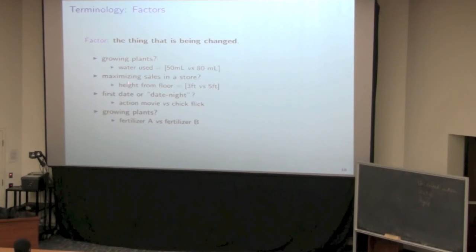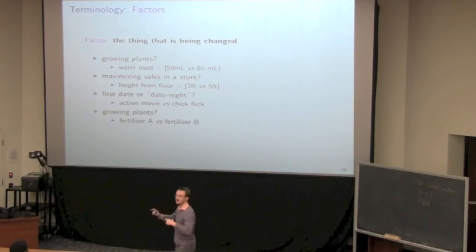So these first two factors are continuous. Notice that there's a continuity between 50, 60, 70, 80 millimeters. You've just chosen 50 and 80. Those two values are the levels. So there's a new word, level, and factor. Factor is the thing you're changing. Level is where that thing is. So it's either at 50 or 80. Height from the floor, 3 feet versus 5 feet. Continuous factor. The last two are categorical factors. You either choose fertilizer A or B.